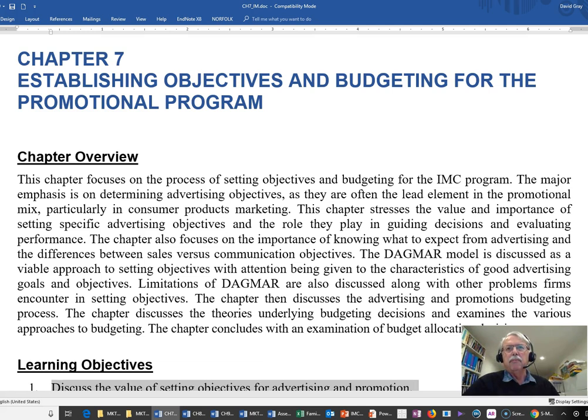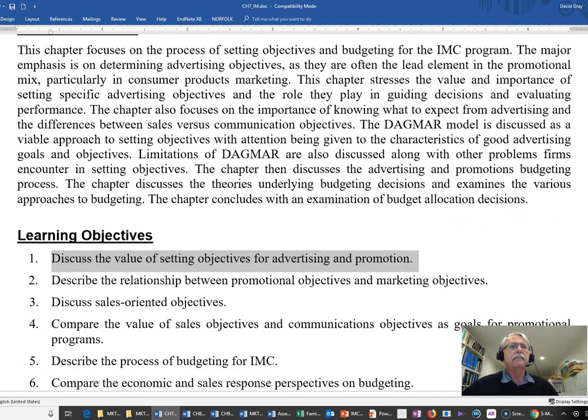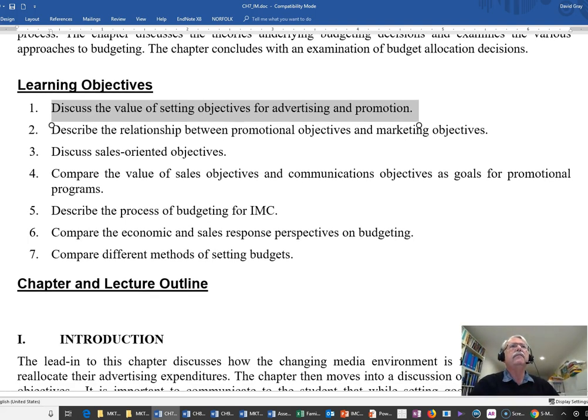Now just remember, this is only a brief overview of the chapter, and you should be reading the detailed chapter in any event. So in terms of the learning objectives, we want to focus on why you need to set objectives for advertising and promotion. Have a look at the relationship between the promotional objectives and marketing. Have a look at the aspects of sales-oriented objectives, compare them, describe the budgeting process, look at the differences in perspectives in terms of budgeting, and compare the different methods of setting budgets.